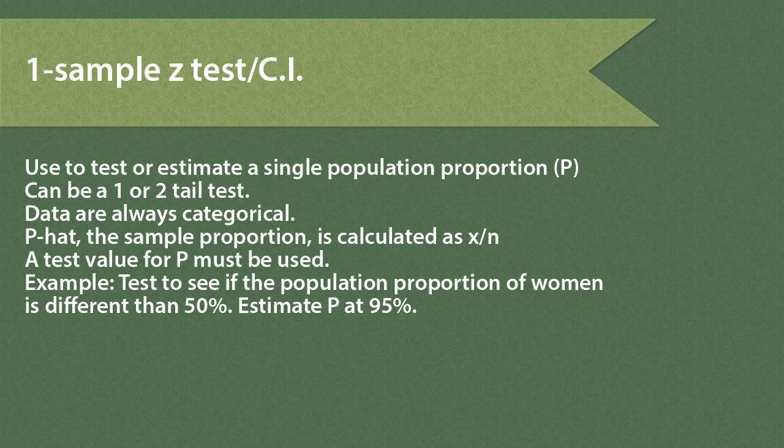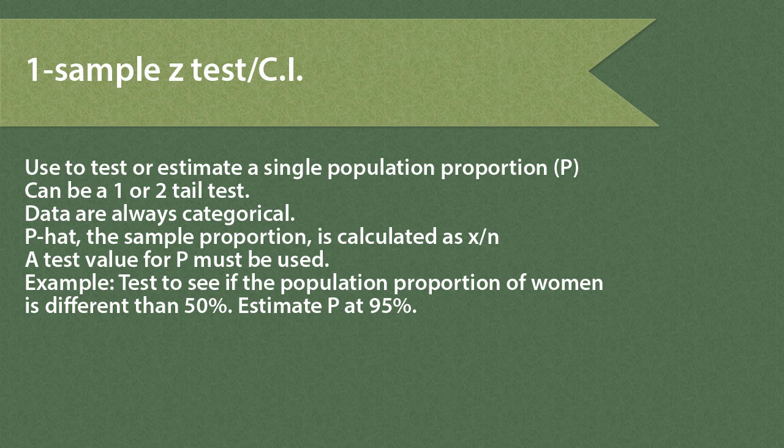We use the one-sample z to test or estimate a single population proportion p. This can be a one- or two-tailed test, and it is a z-test just like our one-sample z-test for the population mean mu. Only here our population parameter of interest is p, the population proportion. So our data are always categorical. P hat, the sample proportion, is calculated as x over n and is our primary sample statistic.